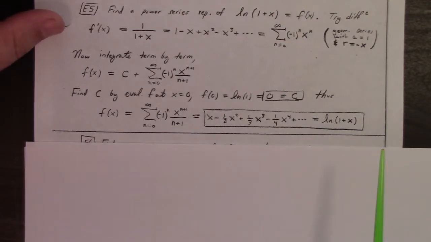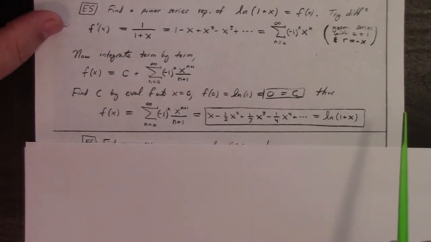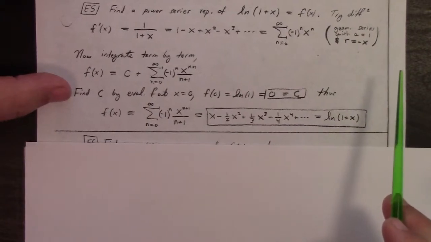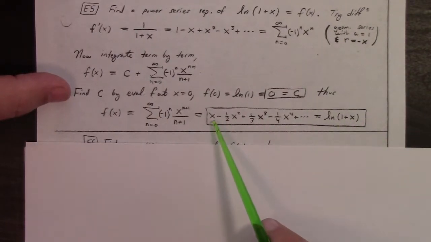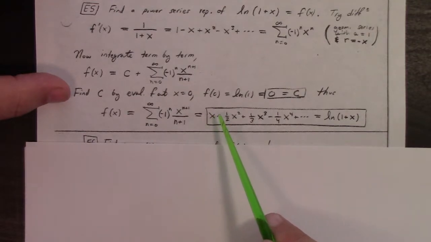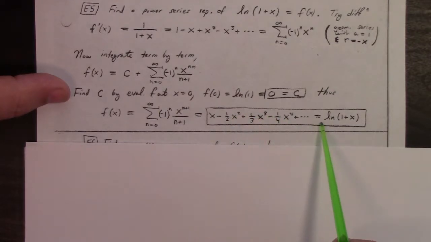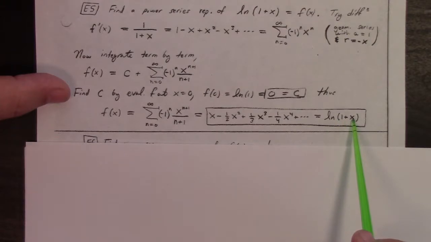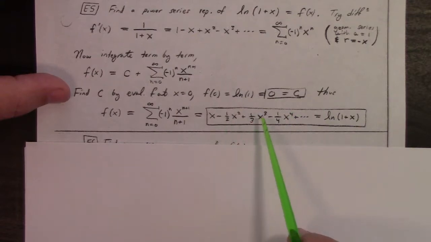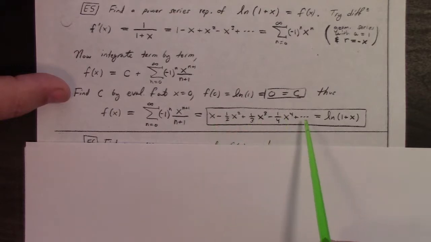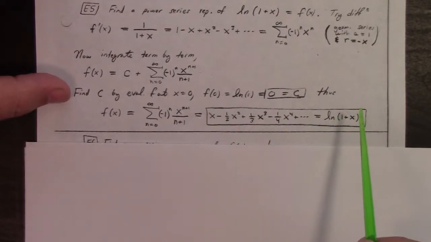Oh, hey, this is a good time to mention. I have mentioned before that the alternating harmonic series converges to the natural log of 2. You can see why that is here. If you plug in x equals 1, what happens? We get 1 minus 1/2 plus 1/3 minus 1/4 and so on equals the natural log of 1 plus 1, which is 2. Right? So that suggests that the natural log of 2 is the thing to which the alternating harmonic series converges.